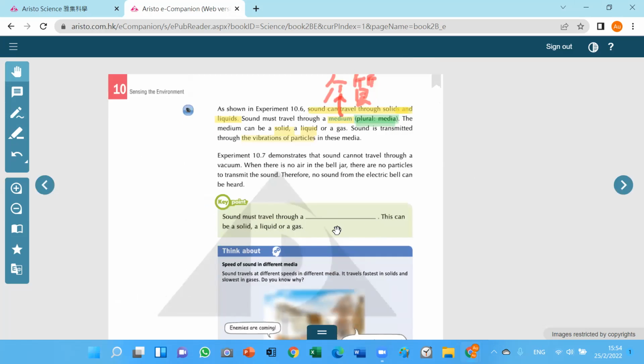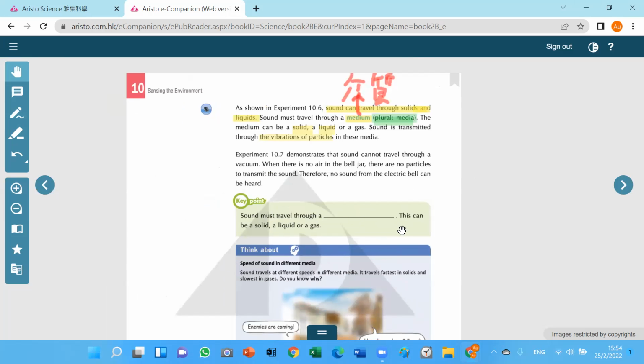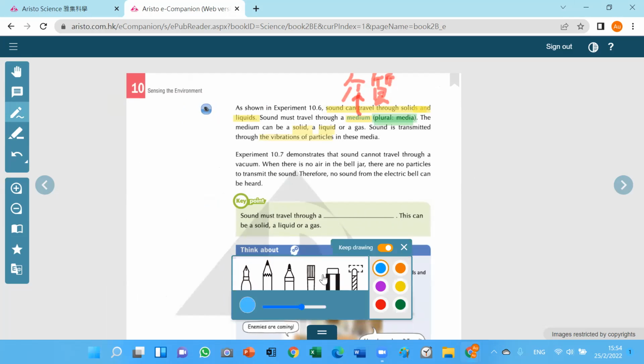So sound must travel through what? Medium, okay? So write it down.